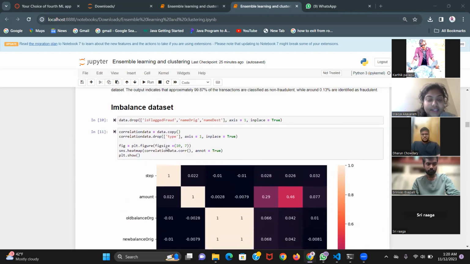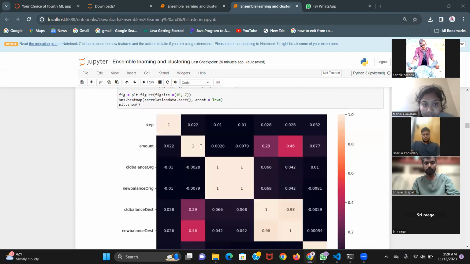The imbalanced data set: data.drop of the isFraud, name origin, and name of these columns, where the axis is equal to 1 and the inplace is equal to true. Here we can see the plot like correlation data is equal to data.copy and the data type, and the figure size 10,12, the correlation data heat map.